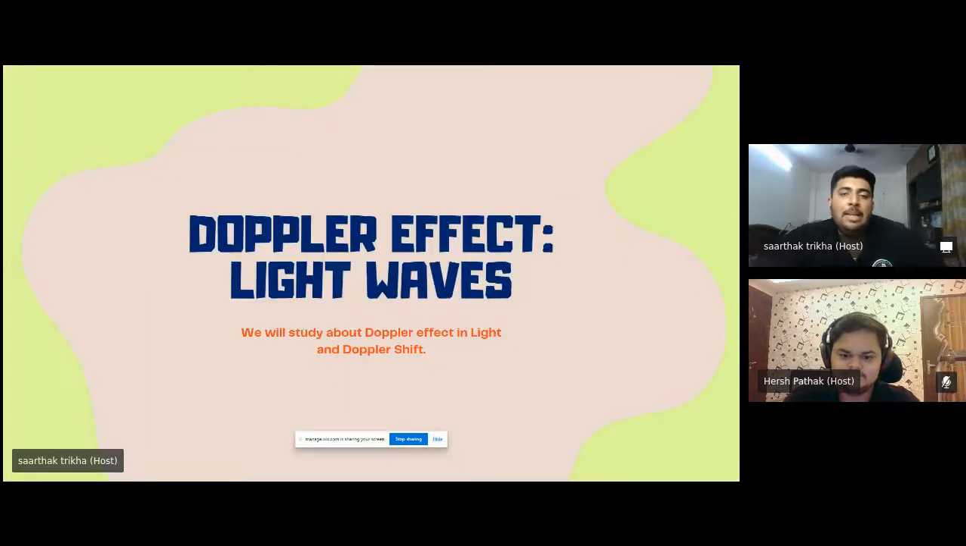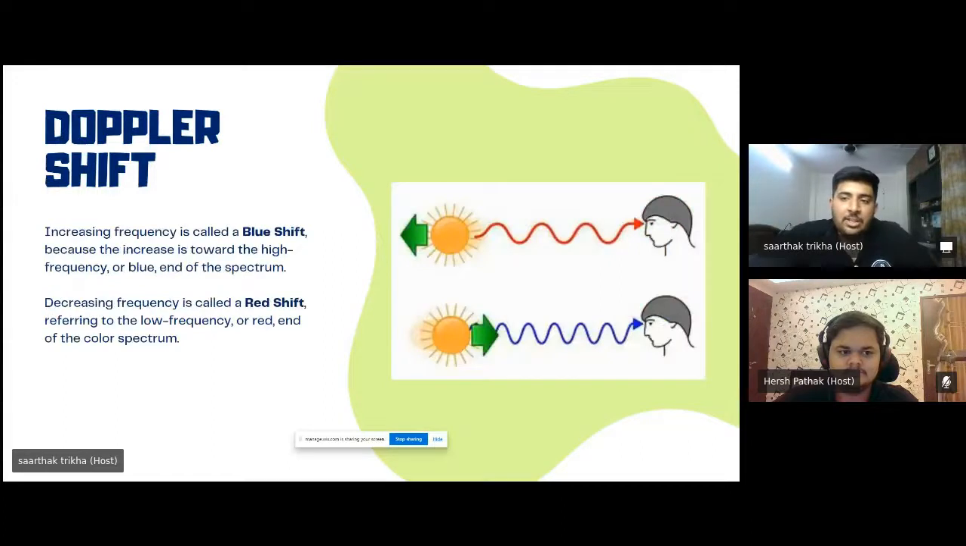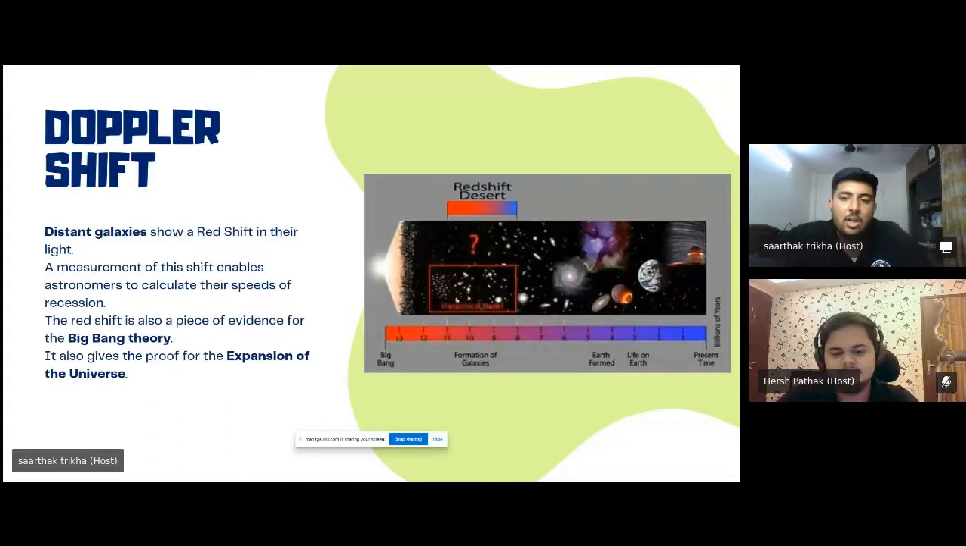Moving forward, now is the main and most interesting part, the Doppler effect in light waves, which is also referred to as the Doppler shift. So Doppler shift in light occurs the same way it occurs in other waves, as we read in sound waves. If you are facing an upward shift, it is referred to here as blue shift, while if you are facing a downward shift, it is referred to as the red shift, in which the higher frequency changes a little bit to the lower frequency.